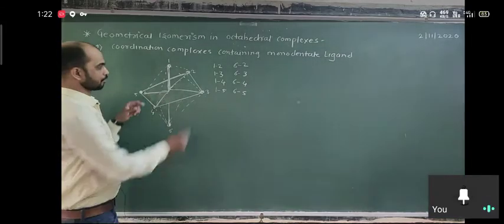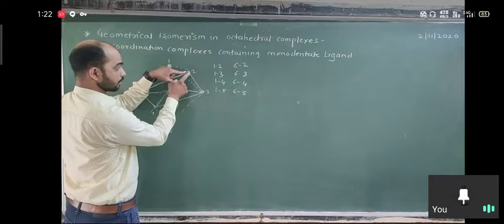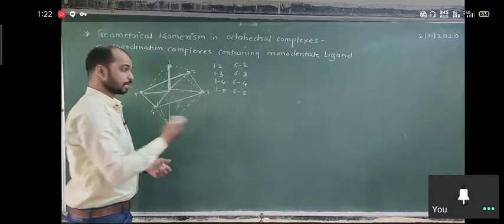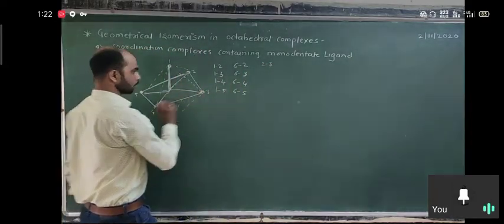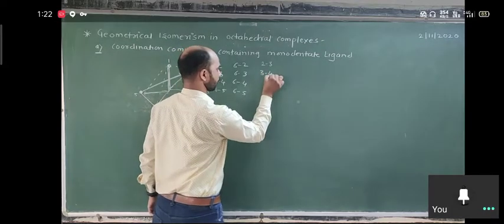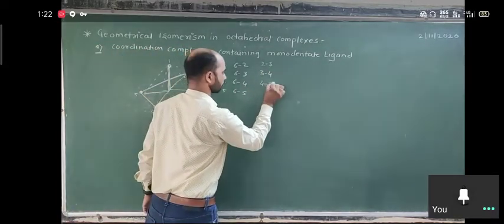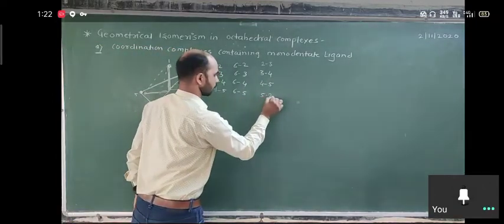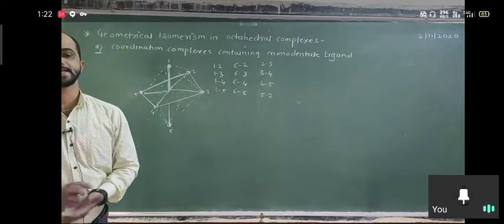After that, if two similar ligands are attached at positions 2, 3, again they are on the same side. That means again the 2, 3 position, 3, 4 position, 4, 5 position, 5, 2 position. So these 12 position pairs have a 90 degree angle.